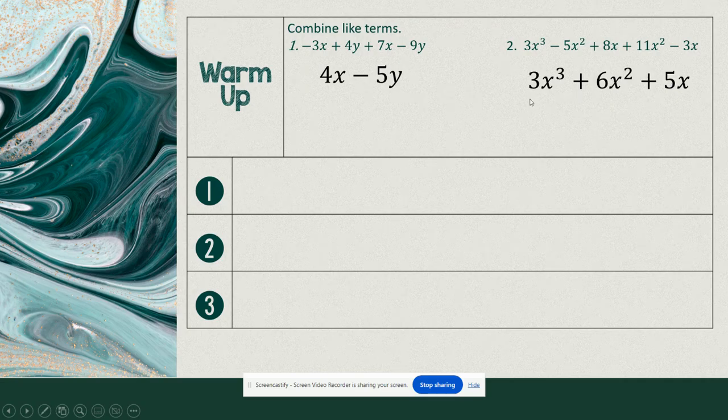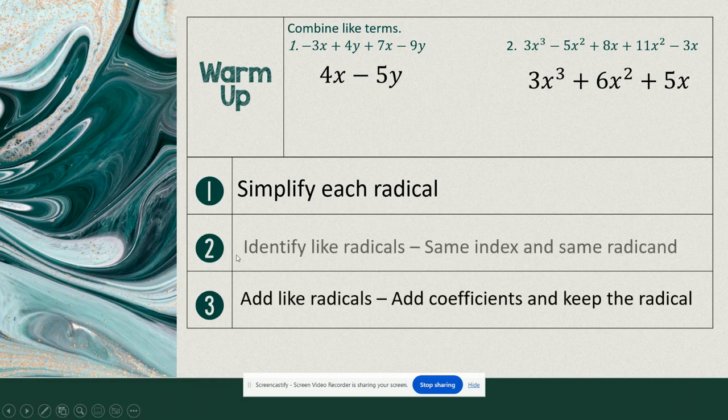So the process that we're following here, when it comes to radicals now, is we're going to simplify each radical. We need to have those radicals simplified in order to be able to tell which ones are like terms and which ones aren't. Number two is to identify like radicals. We need the same index and same radicand. Remember, the index is that little number outside of the square root sign. Usually there's not a number, we just assume that it's 2 if it's a regular square root sign. And the same radicand, which is the stuff under the square root sign. Number three, we need to add like radicals. So we're going to add coefficients and keep the radical.